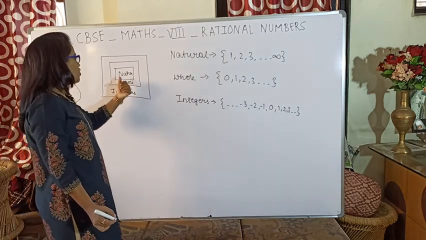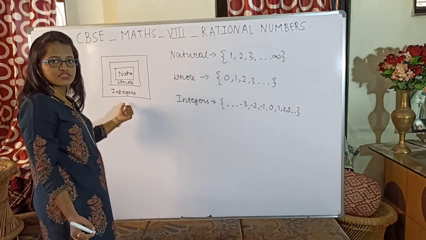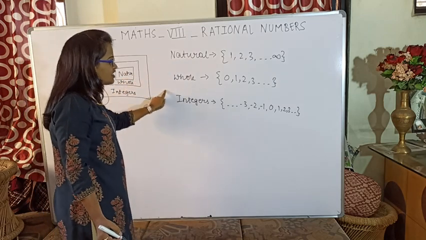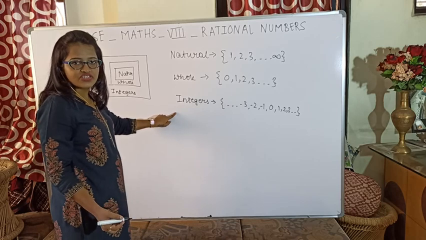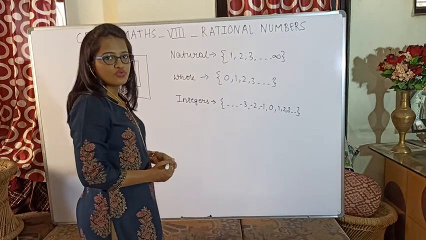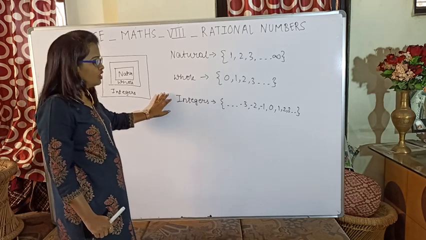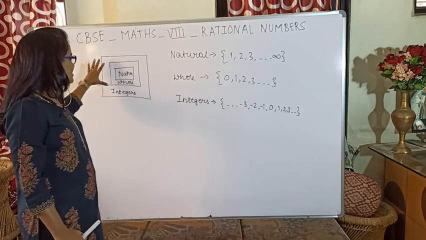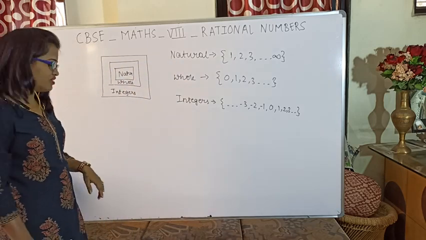Now if I say all natural numbers are integers, is the statement true or false? Yes, because each and every element of natural numbers is definitely a part of integers. But if I say all integers are natural numbers, will that statement be true? No. Why? Because in integers there are negative numbers also which are not part of the natural numbers. Hence the set of integers is a bigger set compared to the natural number set.